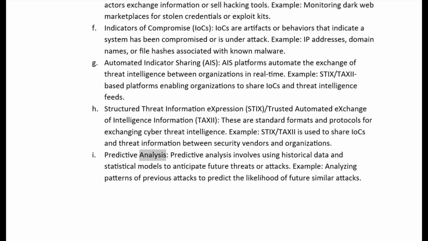Predictive analysis. Predictive analysis involves using historical data and statistical models to anticipate future threats or attacks. Example: analyzing patterns of previous attacks to predict the likelihood of future similar attacks.